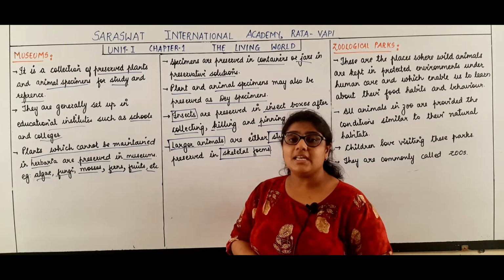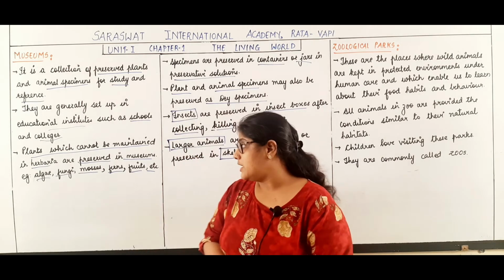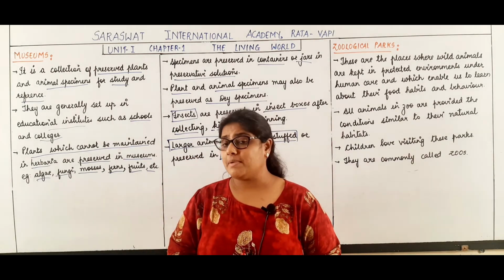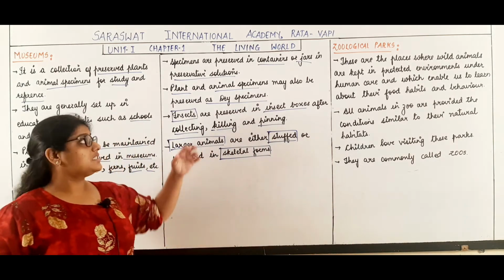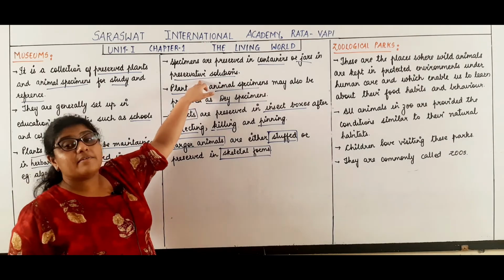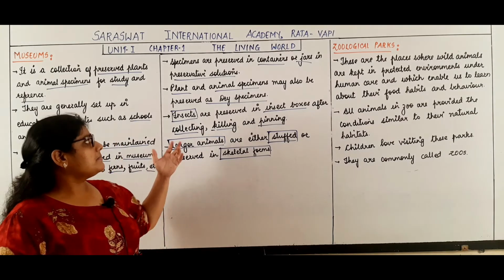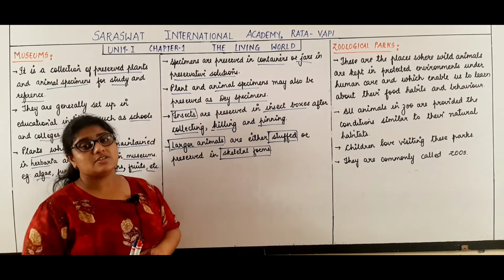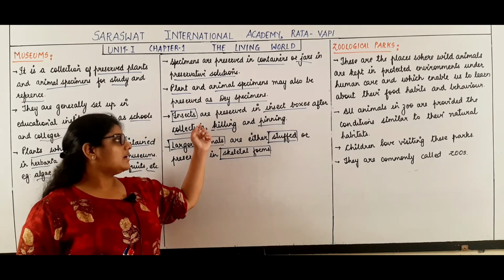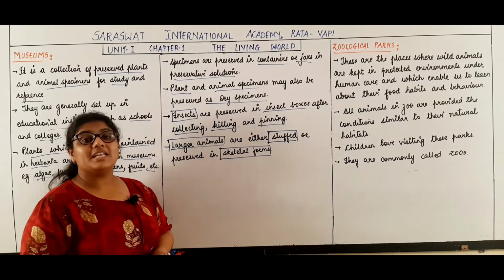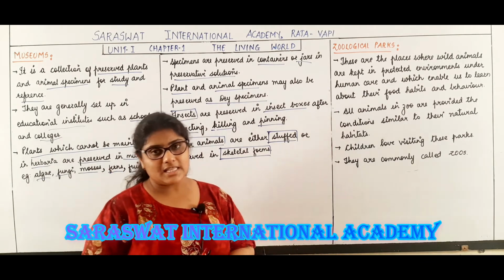So basically we know that museums are set up in the educational institutes like schools and colleges, and those plants which cannot be maintained in herbaria are preserved in museum. How are the specimens preserved? Either in the containers or jar. Very important thing is the need of the preservative solution. Some plant and animal specimens are preserved as dried specimen. Insects are preserved in insect boxes after collecting, killing and pinning them. And finally larger animals are either stuffed or may be preserved in the skeletal form.